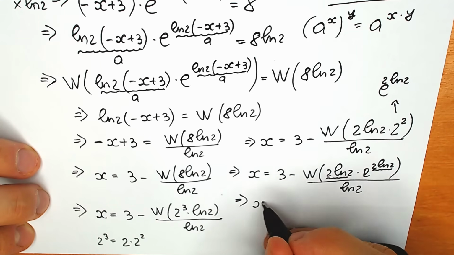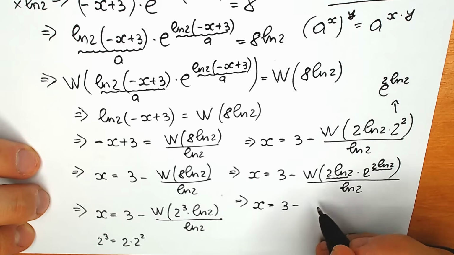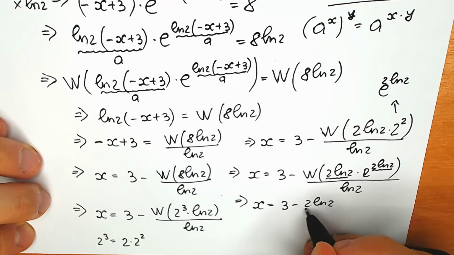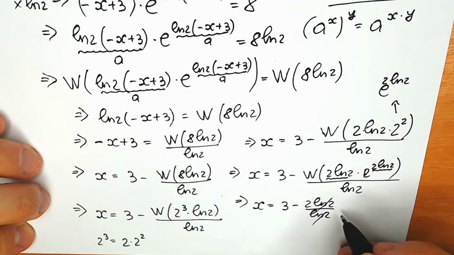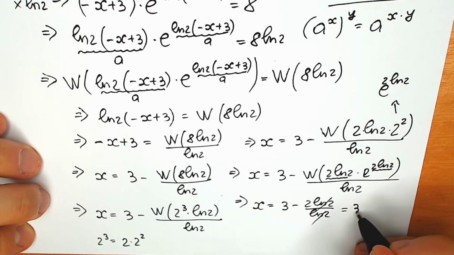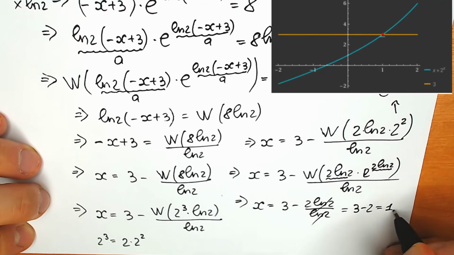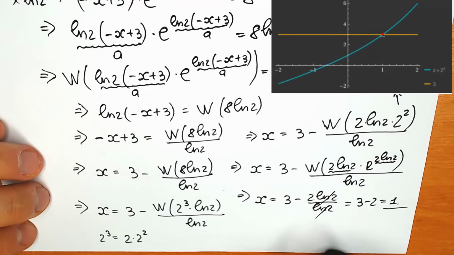So from here we have x equal to 3 minus 2 natural log 2 over natural log 2. We can easily cancel this natural log 2, and the final moment, I really like this moment because we have 3 minus 2 equal to 1. So as you can see, all this solution we have 1.